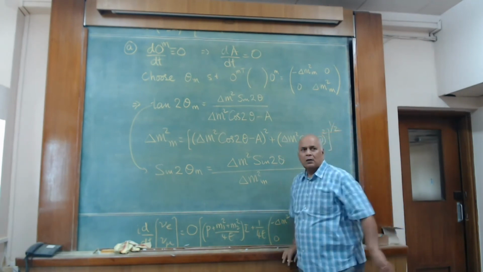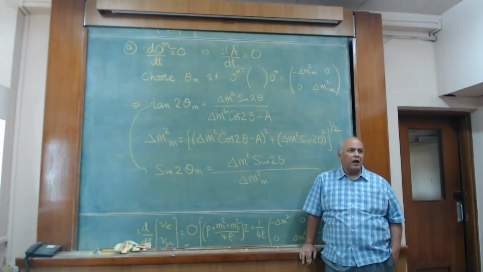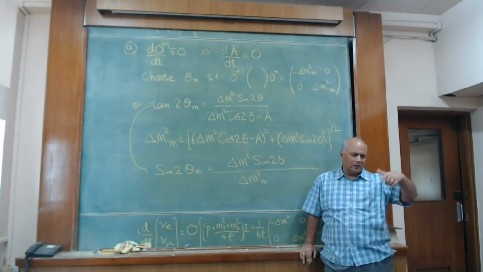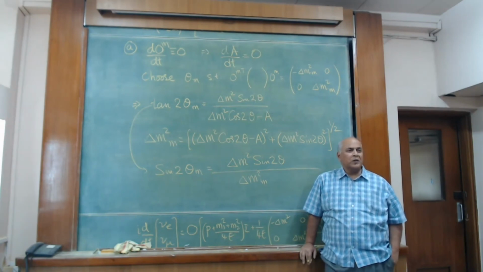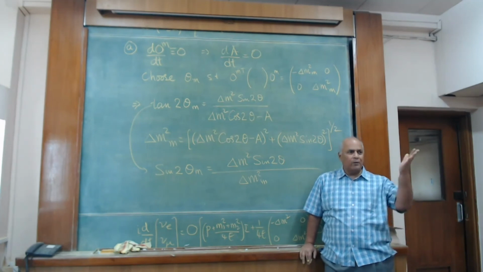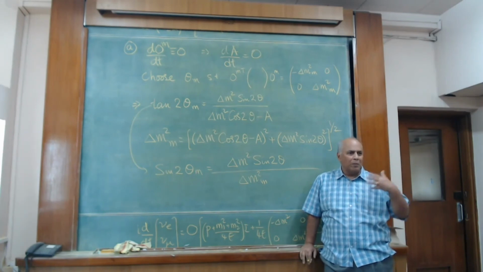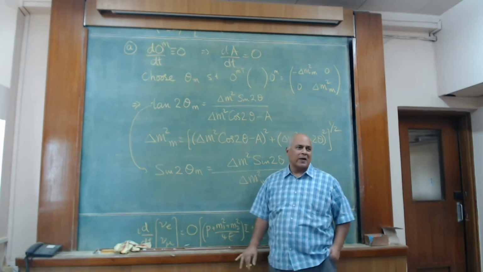Then the denominator vanishes, which means tan 2 theta matter diverges. That means 2 theta matter is pi by 2, which means theta matter is pi by 4. And pi by 4, if you remember from the vacuum, is what we call maximal mixing. That is when sin 2 theta m takes the maximal value.